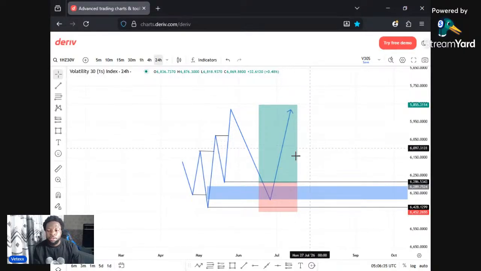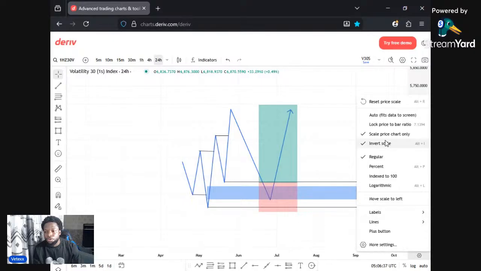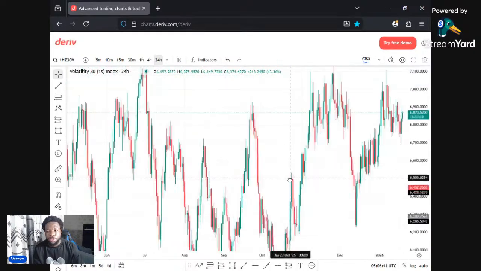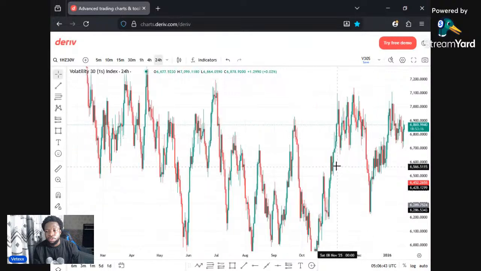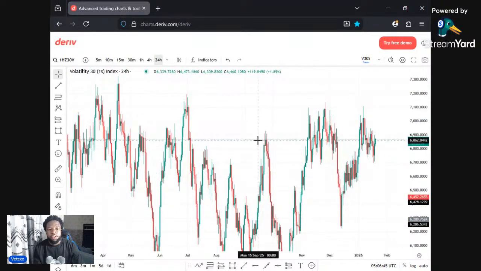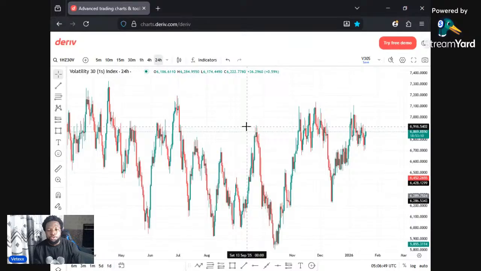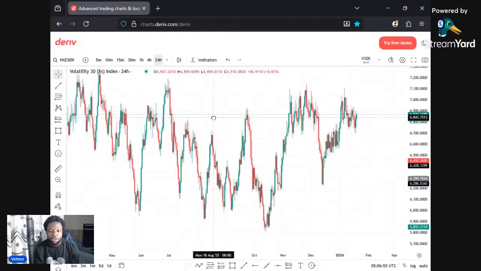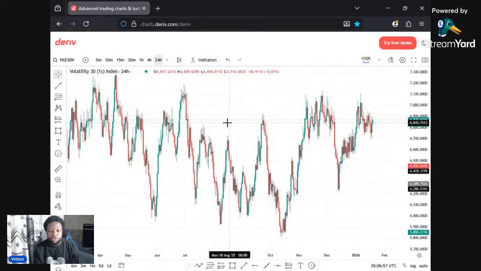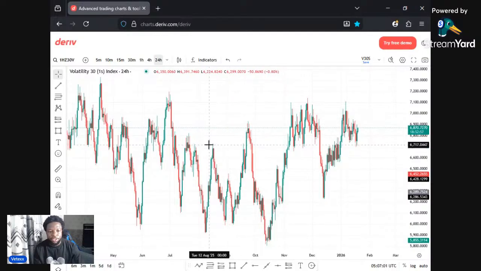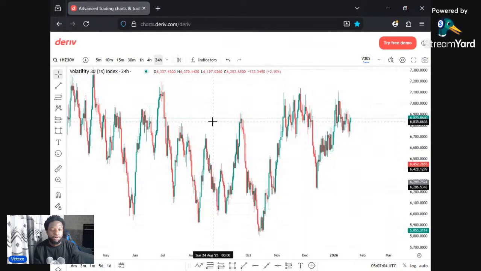Now let's analyze V31s and see if the market has something for us here. So first of all, on the weekly time frame, you won't find any structure like this on V31s. So now what do we do? We'll go to the 24-hour time frame and check if we see this type of structure.